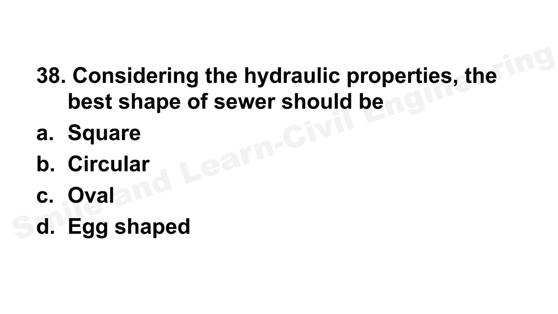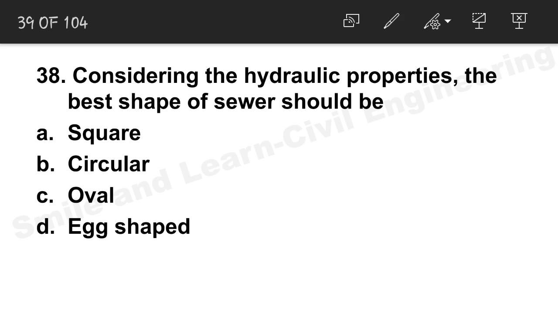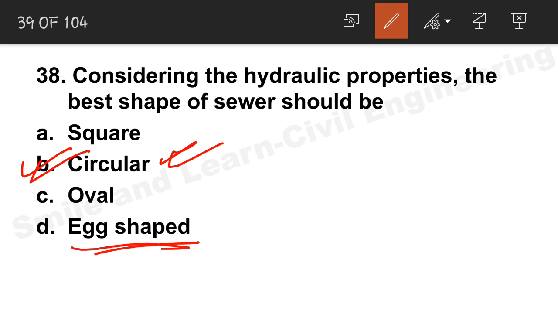Question number 38. Considering the hydraulic properties, the best shape of sewer is always circular. Option B, egg-shaped sewer, is economical and better, but the best shape is circular. It also has some disadvantages. Please note it down because this is also very important for your assistant engineer examination.